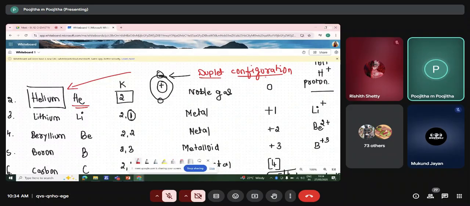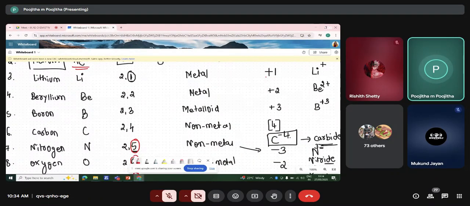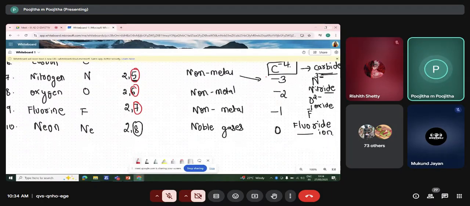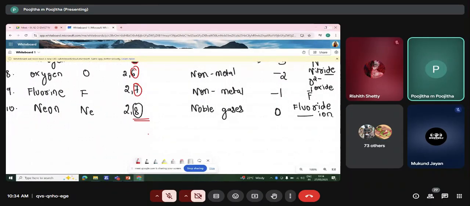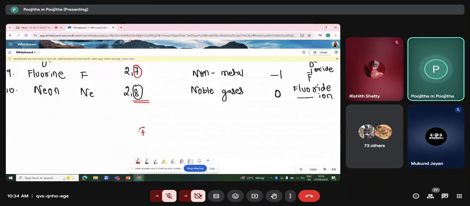Now, other than helium, all other noble gases, how many electrons do they have in their valence shell? Generally, they have 8 electrons in their outermost shell. For example, I'll draw neon now. Nucleus, I'm just representing it by a positive charge. And neon has how many shells? Neon has 2 shells, correct? In the K shell, I may not be able to draw very neatly on the whiteboard, but you're able to understand, right?